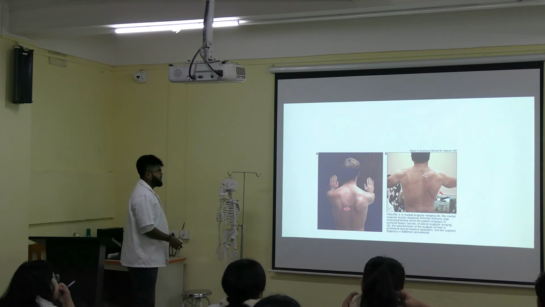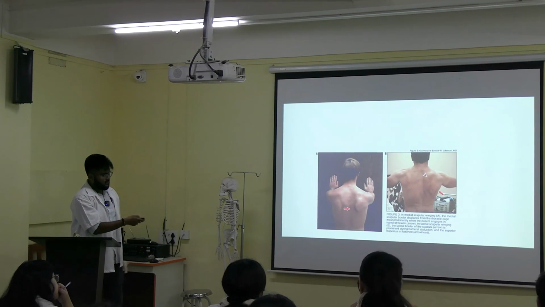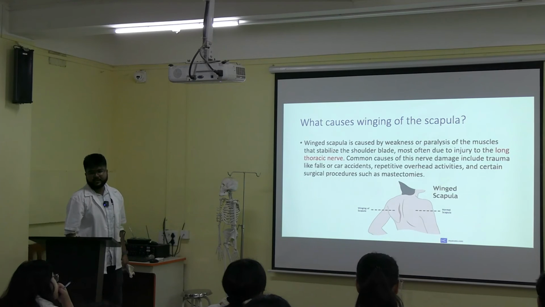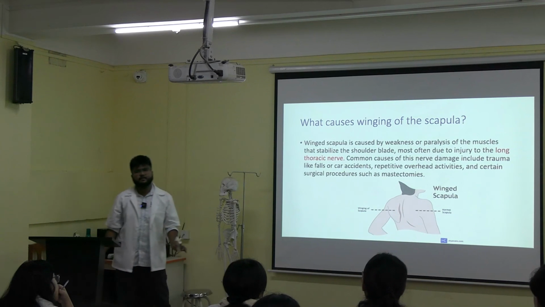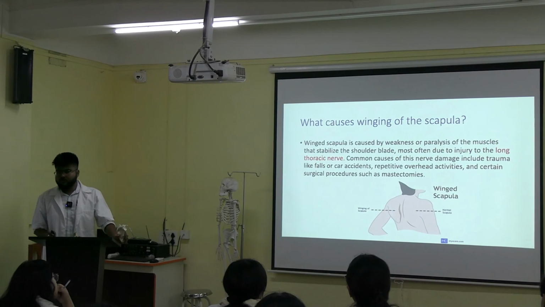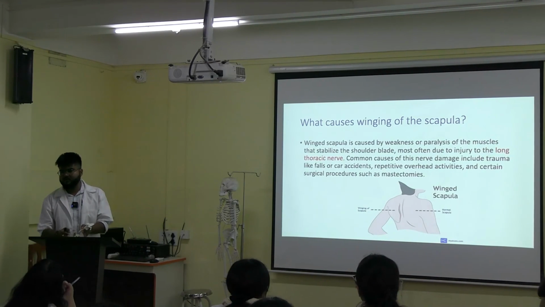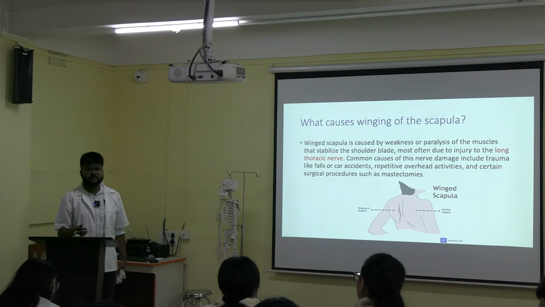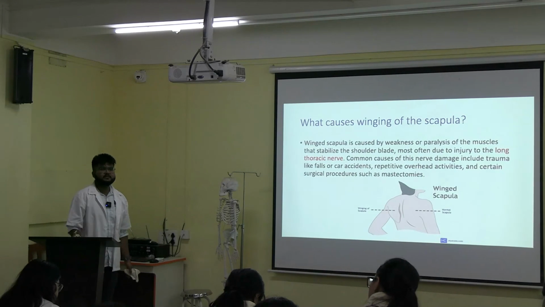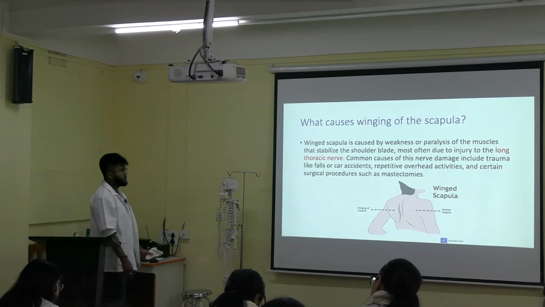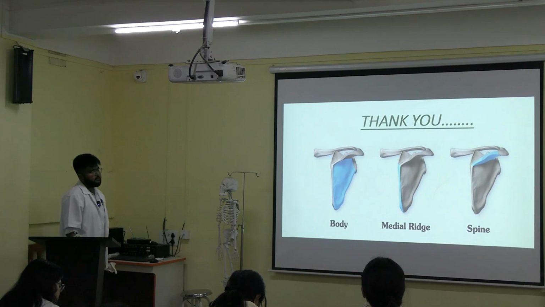If you examine the patient, you can tell them to press against the wall. Here you can see the medial border is prominent like this. So this situation causes your winging of the scapula. Winging of the scapula happens due to paralysis of the long thoracic nerve, which supplies the serratus anterior muscle. The common causes are fall from height, accident, or breast surgeries. This condition is called winging of the scapula. So that's all about today's class.